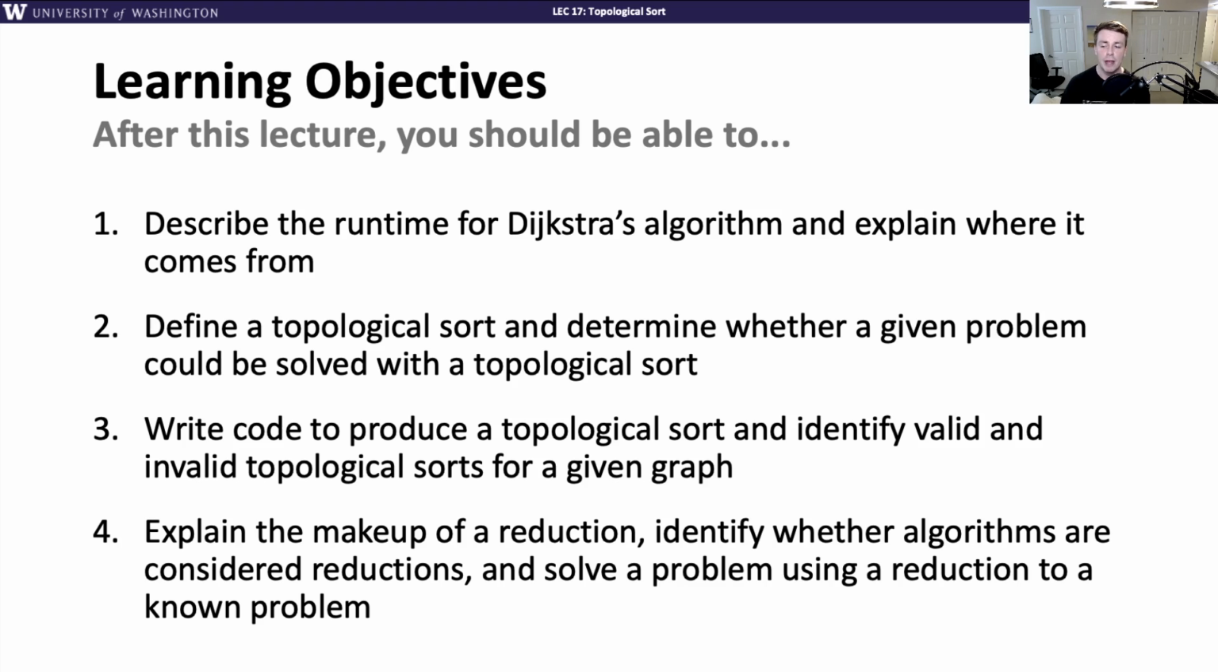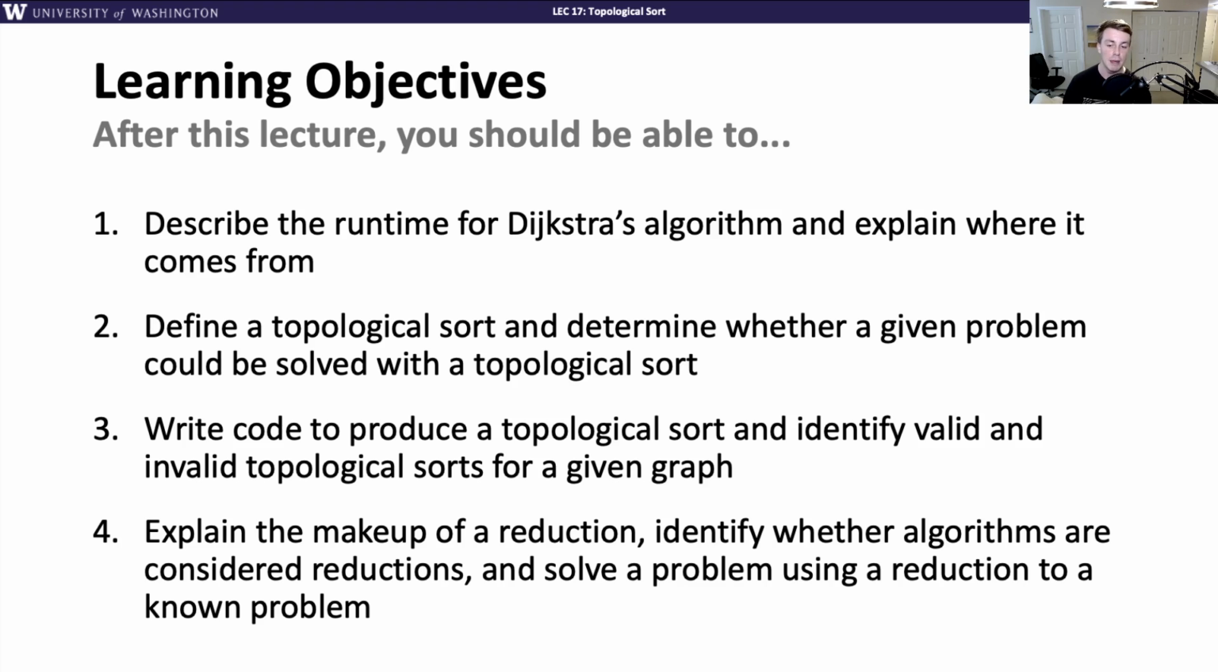So in terms of our learning objectives for today, the first one is to be able to describe the runtime for Dijkstra's algorithm and explain where it comes from. Then we want you to be able to define a topological sort and determine whether a given problem can be solved with the topo sort. Then we want you to be able to write code to produce a topological sort and identify valid and invalid topological sorts for a given graph.